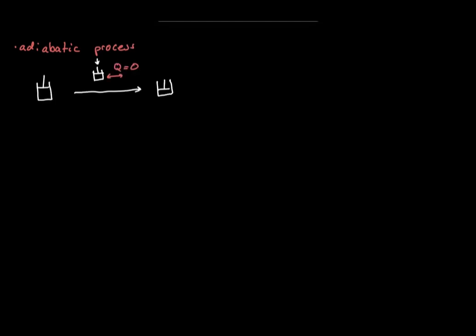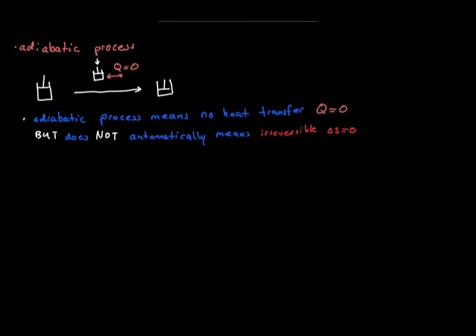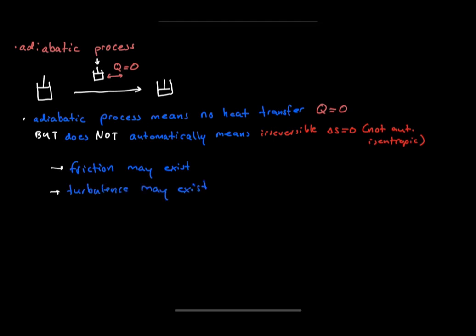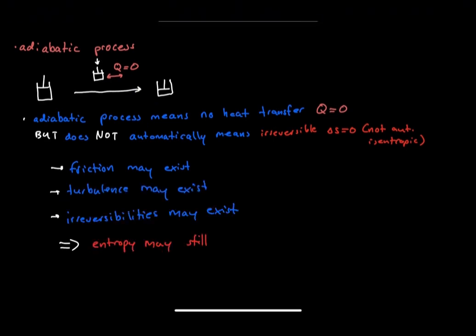The second case is adiabatic compression. Adiabatic means no heat transfer, so heat does not enter or leave the system. But this is important. Adiabatic does not automatically mean isentropic. Even if there is no heat transfer, friction and other irreversibilities can still exist, so the entropy can still increase.